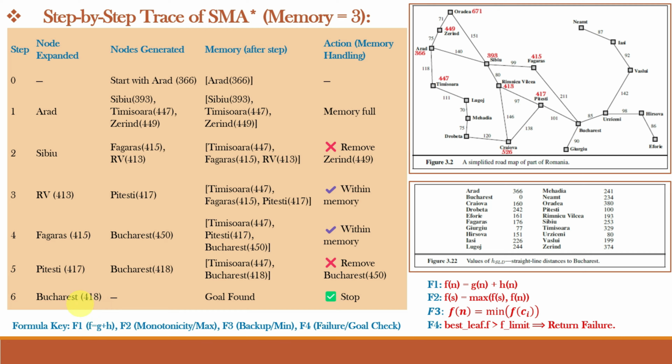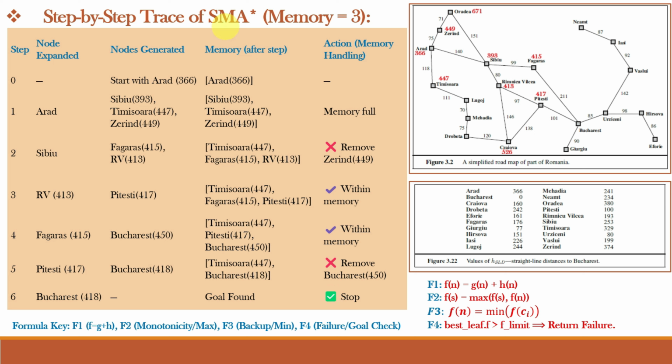So in step 6, obviously Bucharest is selected, and since H is equal to 0, goal is reached. So our final optimal path is from Arad to Sibiu, from Sibiu to Rimnicu Vilcea, from Rimnicu Vilcea to Pitesti, and from Pitesti to Bucharest. And our final cost is 418 kilometers. So as the goal is reached, SMA star stops successfully.